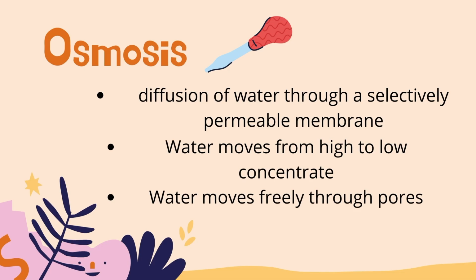This is the diffusion of water through a selectively permeable membrane. So basically that means that this membrane, like kind of how it says, it selects what's allowed to come through. Now this water, kind of like we mentioned, is going to move from a high to a low concentration. That's how it's able to not use up any energy. And water is going to move freely through pores. So in these membranes, there are small little pores, and that's kind of what allows things to come through.